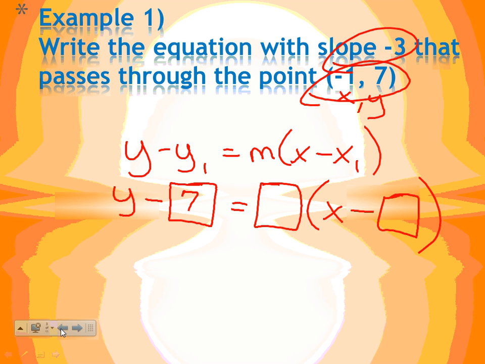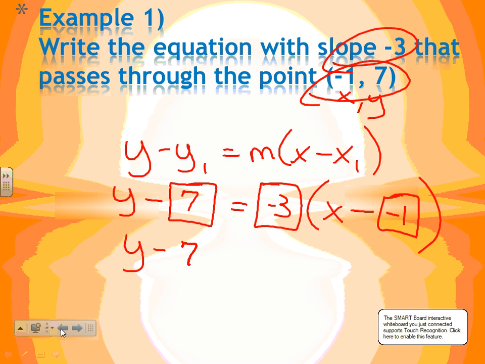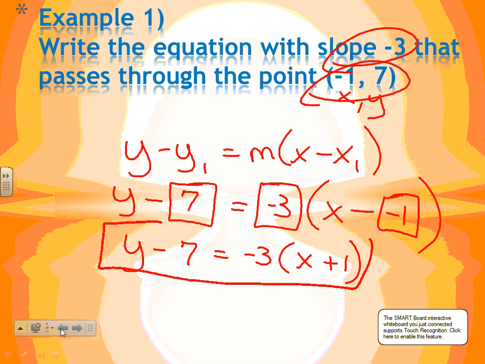Okay? Then we will plug in m, which is -3 times quantity of x minus -1. Do you see anything? Double negative. Okay, so let's clean it up. So y minus 7 equals -3 times quantity of x plus 1. Now, you are done. This is now in point slope form.